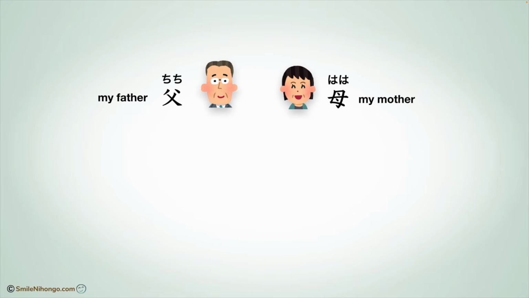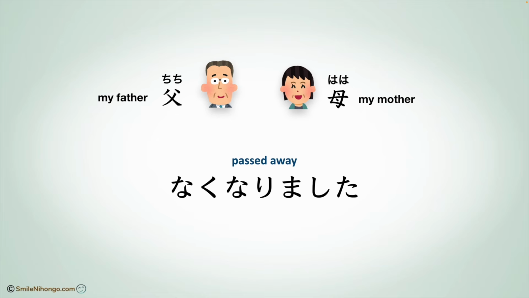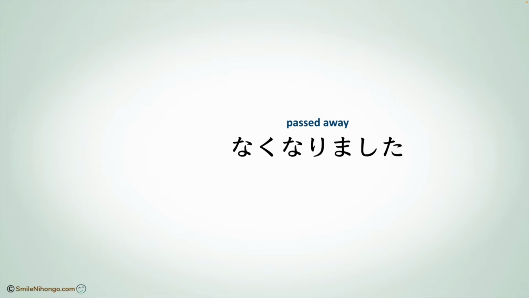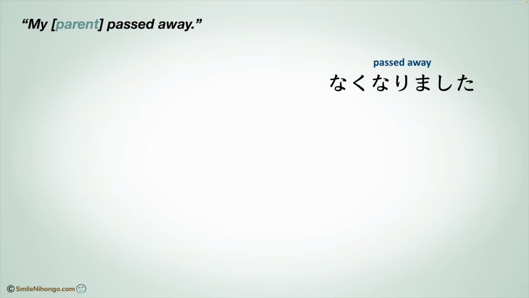Now, let's look at how to talk about your parents. In Japanese, we don't usually say I have parents. But there's one important expression you should know. 亡くなりました。亡くなりました means passed away. This is a gentler expression than died to express someone's passing in Japanese.